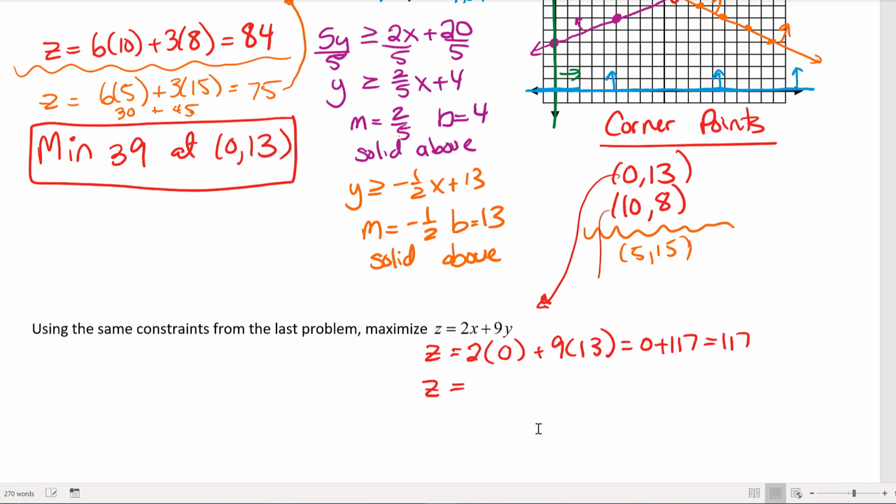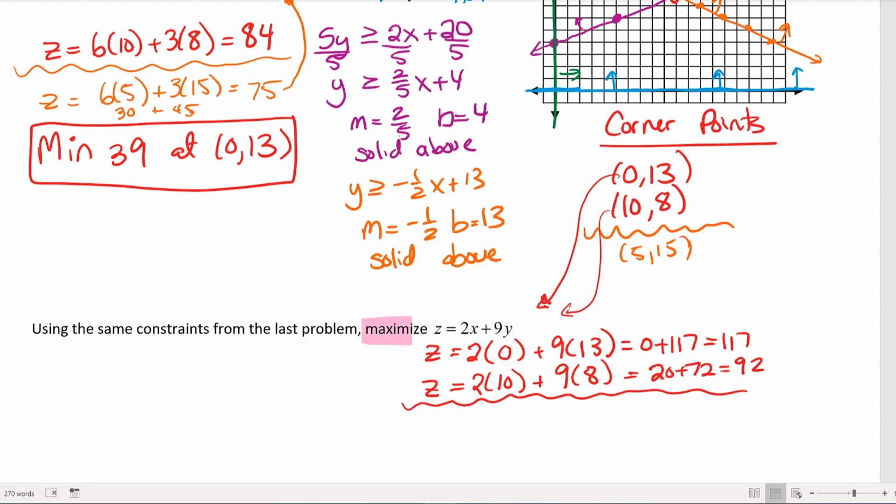My next point, 2 times 10, that's 20. And 9 times 8, that's 72. So that gets me 92. So notice this time I'm trying to maximize. Okay, because I'm trying to maximize, I'm trying to find the biggest value.